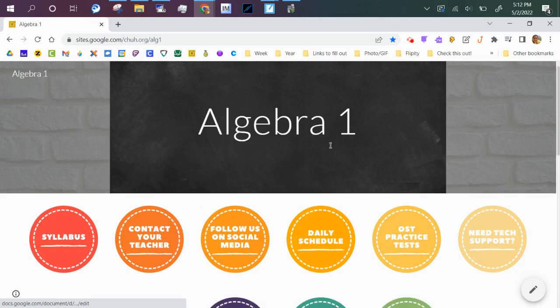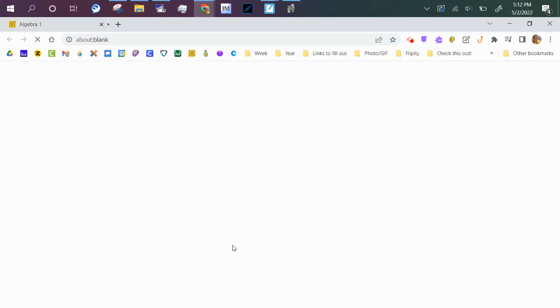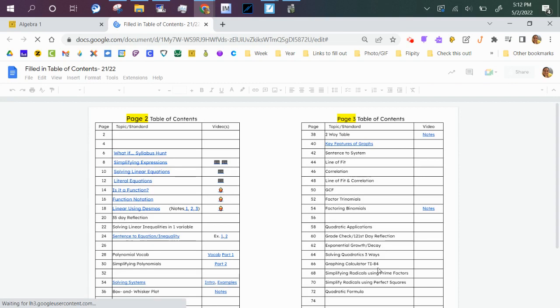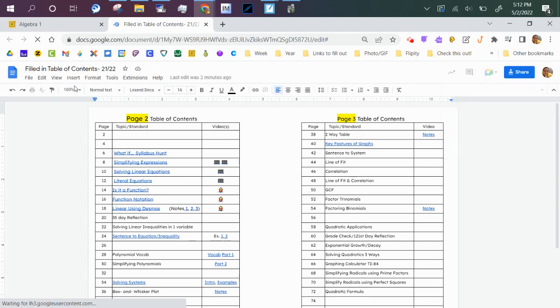If you need it, remember on our website, tinyurl.com/CHUHALG1, you could find our table of contents at any time, and you could fill in what you need. So, like I said, today is page 72, quadratic formula. But if you are missing 70 or 68 or whatever you might be missing, make sure you add that.